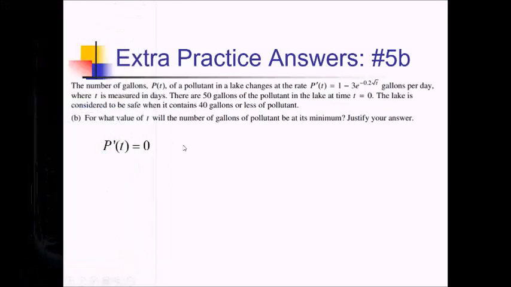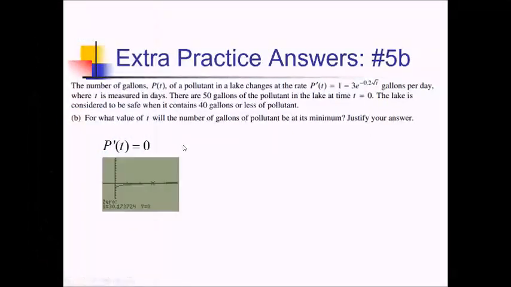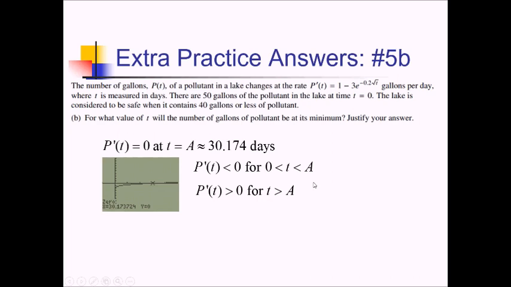All right, so here's what this shows us. And by the way, I'm going to store this as a, just so I have it for later. So p prime equals 0 at t equals a days. And we see here that p prime of t is less than 0 on the interval from 0 to a. And p prime of t is greater than 0 for t greater than a, out to infinity. So this tells us that the minimum value has to occur at time a, which is to say 30.174 days.